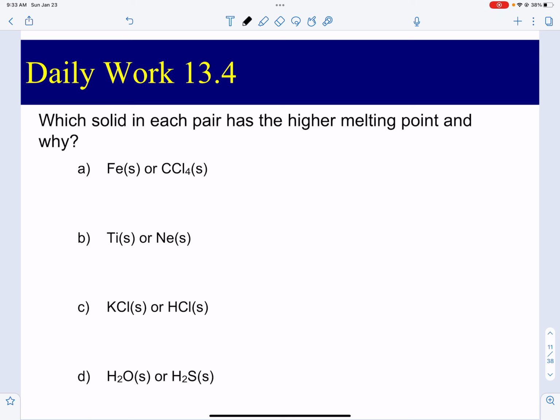So go ahead and do the same things, same logic, compare everything, and decide which way you're going to go. Think about the type of solids you have. Think about the intermolecular forces involved in those types of solids, and the stronger the forces involved, the higher the melting point.